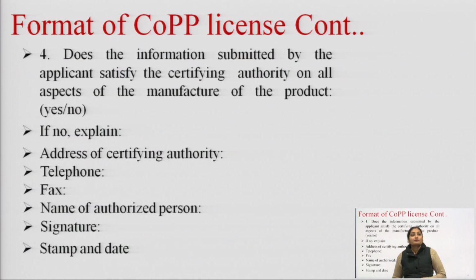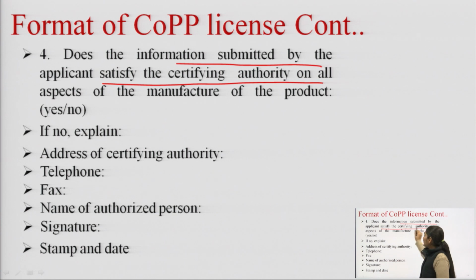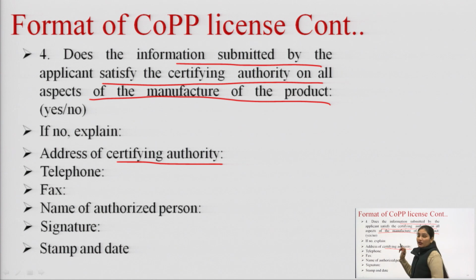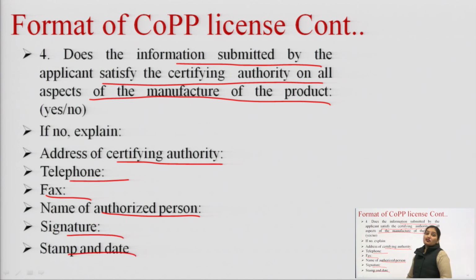Next is the fourth point. The fourth point consists of, does the information submitted by the applicant satisfy the certifying authority on all aspects of the manufacture of the product? Okay. If no, then the address, telephone number and fax number of the certifying authority should be given, and the name of the authorized person, signature, stamp and date should be mentioned in the COPP license. Okay.